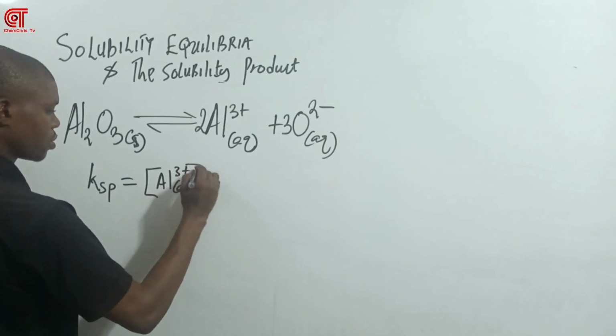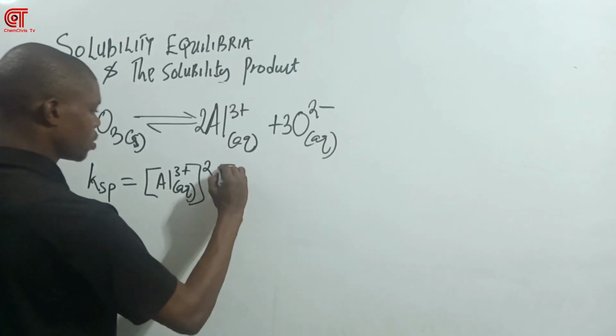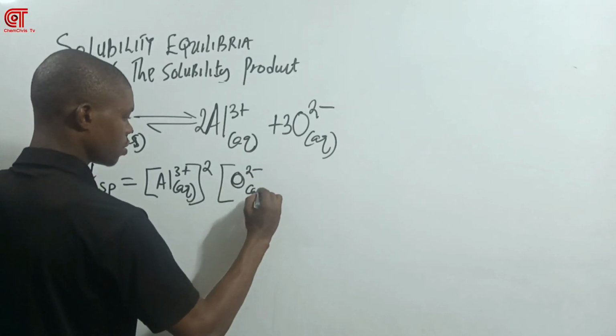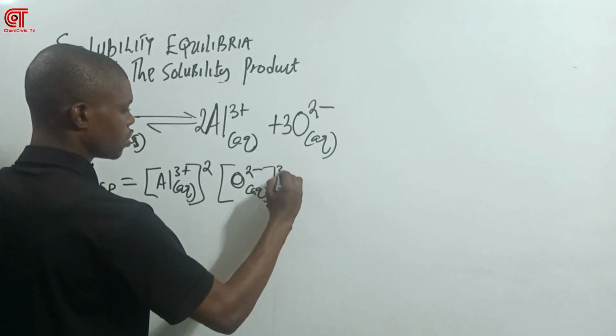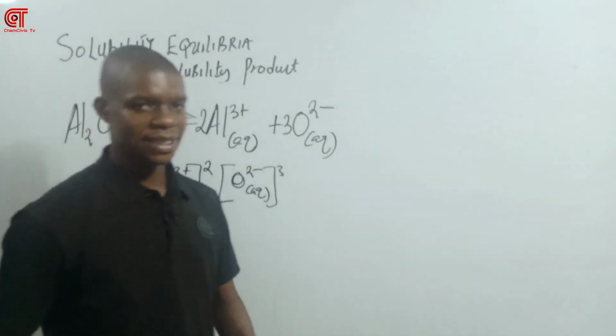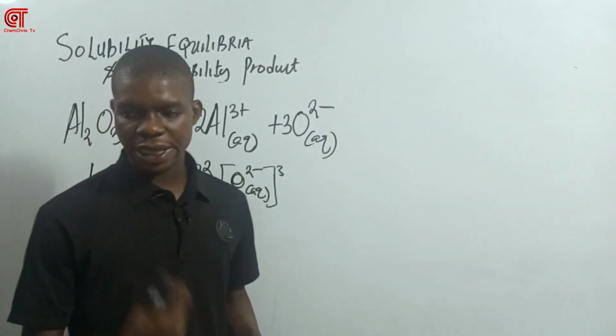Al3+ to the power of 2, then O2- to the power of 3. So what I want to do now is keep on practicing, so you get used to it.